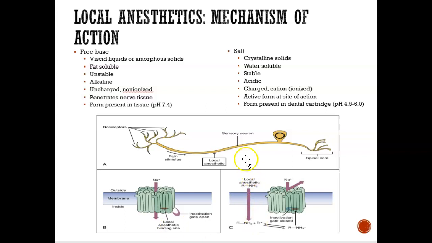What local anesthetic does is it goes inside the neuron and binds to these channels. When it binds to the channel, sodium can no longer go in because it plugs it. Sodium can't go in, and just bounces back out. And when sodium just bounces out, we won't feel pain.